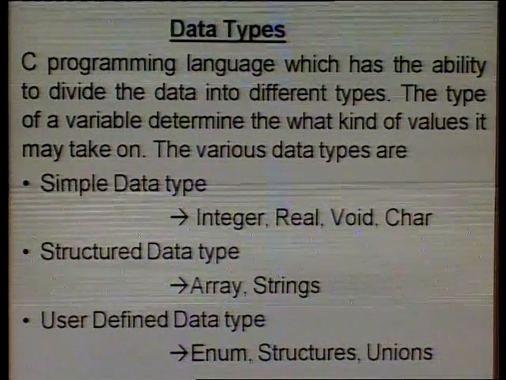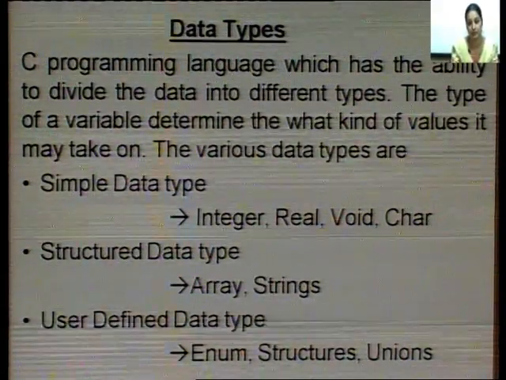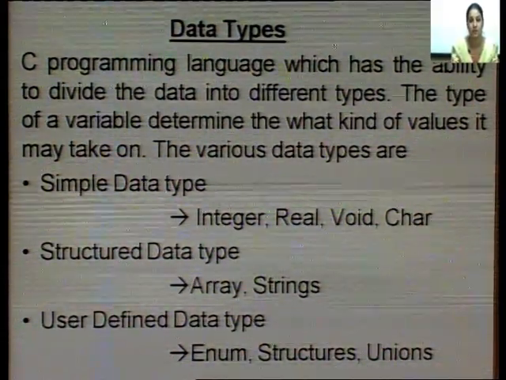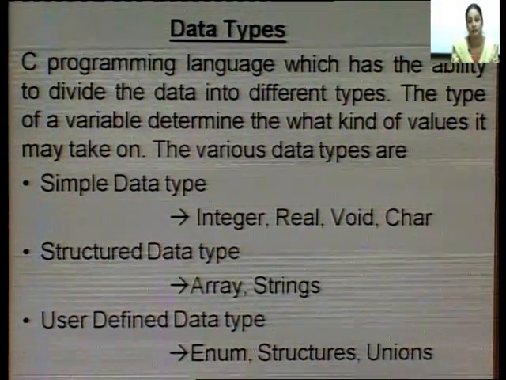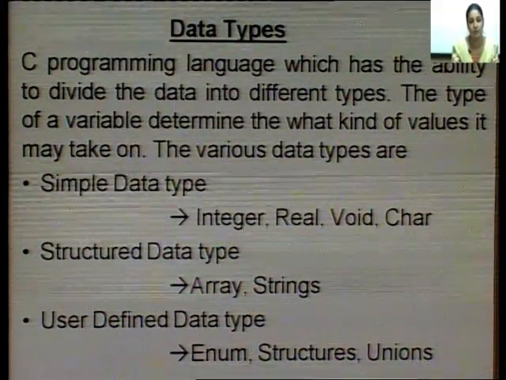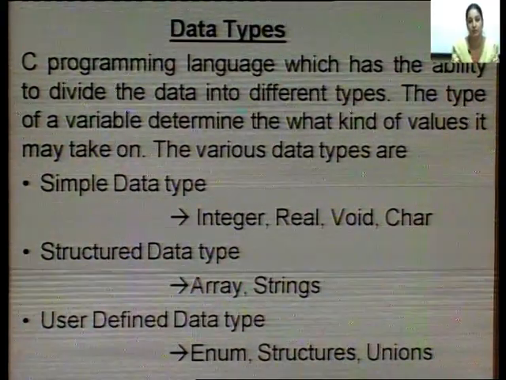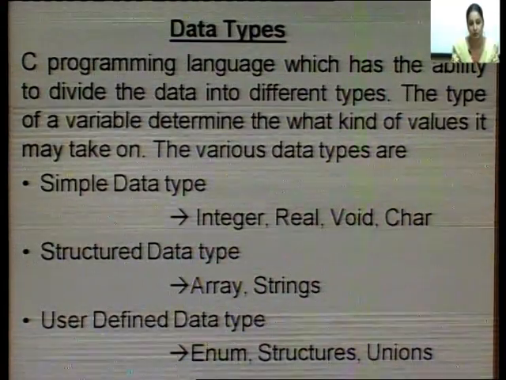Before I start with the structure or union, I just want to give a brief introduction about the data types. So let us start with the data types. The C programming language has the ability to divide the data into different types. If the C programming language divides the data according to their types, that is known as data types. The type of a variable determines what kind of value it may take on. The type of value you want to take in is determined by using the data type. The various data types are simple data type, structured data type and user defined data type.